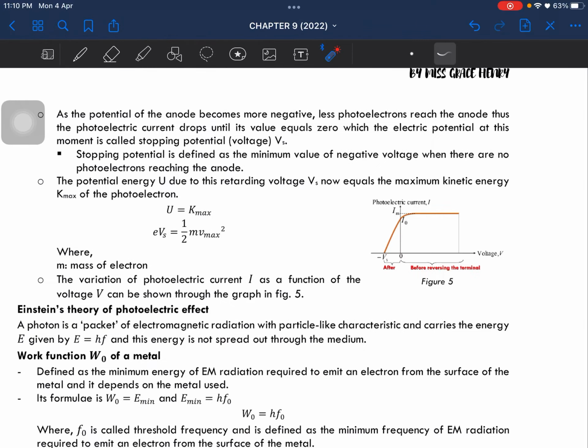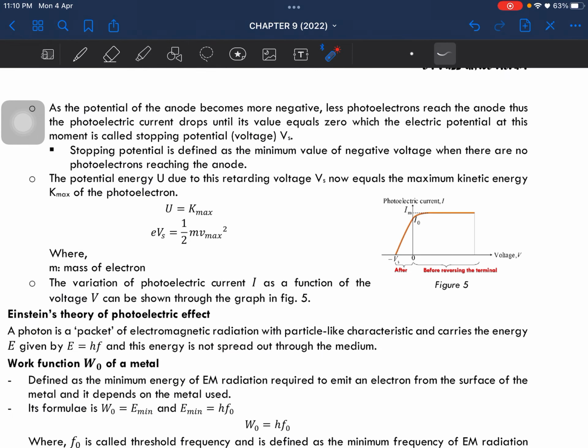So as the potential of the anode becomes more negative, fewer photoelectrons will reach the anode. Because of that, the photocurrent would drop until it reaches zero. When that happens, the electric potential is known as the stopping potential.